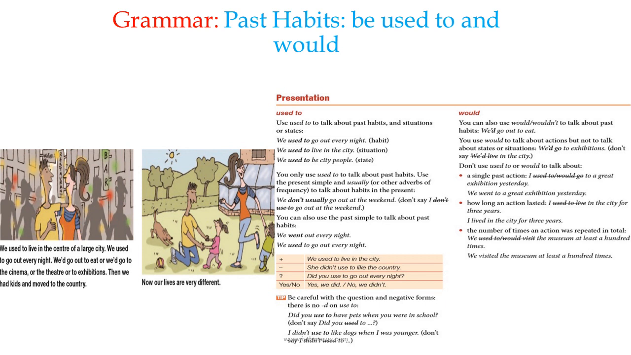For "would," you can also use would or wouldn't to talk about past habits. "We'd go out to eat." It means we would go out to eat, and this expression, "would," again, you can use it to express past habits. You use "would" to talk about actions, but not to talk about states or situations. "We would go to exhibitions." Don't say "we would live in the city." Okay.